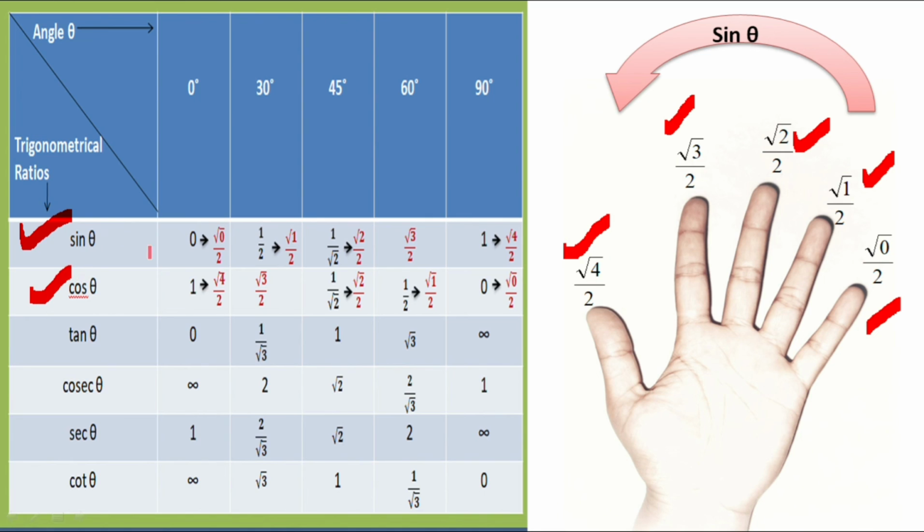Now for cos theta, we will go in the opposite direction. That is, we will start from thumb. So there, thumb will represent our cos 0 degree, index finger will represent our cos 30 degree, and so on. So this trick will be helpful, I hope, to all of you, and it is easy to remember also.